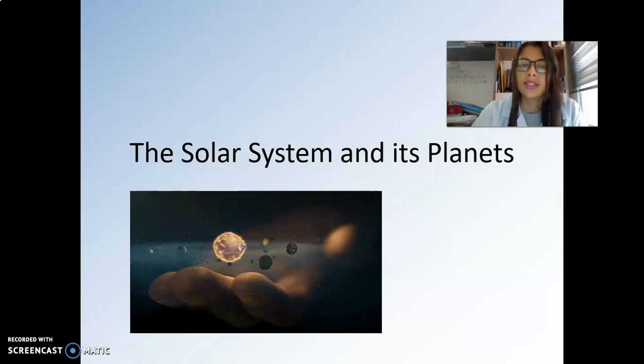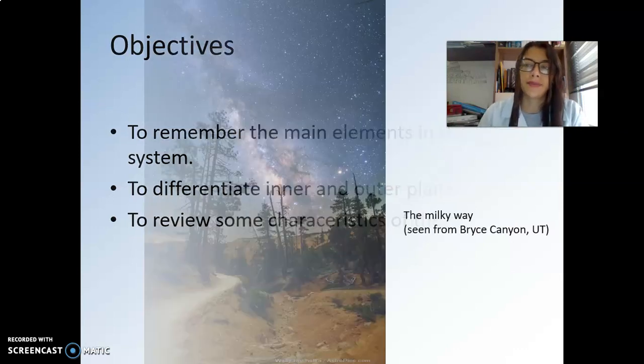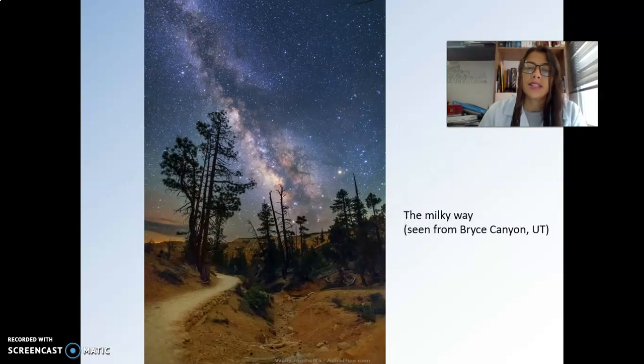The topic of today is the solar system and its planets. The objectives: to remember the main elements in the solar system, to differentiate inner and outer planets, to review some characteristics of the planets. It's time to start. The solar system is located in the galaxy Milky Way. It's a small part of our big universe.